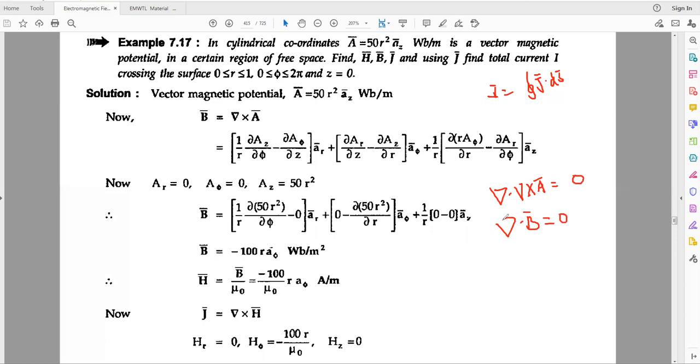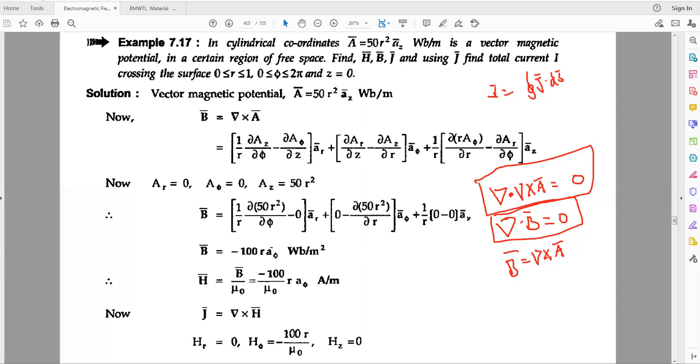Del dot B bar is 0. When we compare these two, B bar is equal to del cross A bar. We already proved that in this class: del dot del cross A bar is equal to 0, the divergence of curl is always 0. This is one of the Maxwell's equations. Comparing these two, B bar is equal to del cross A bar. Since it is a cylindrical coordinate system, for the curl of A, as we did in yesterday's class, we use the formula 1 by R into dou AZ by dou phi minus dou A phi by dou Z.